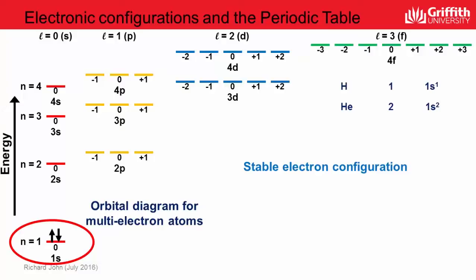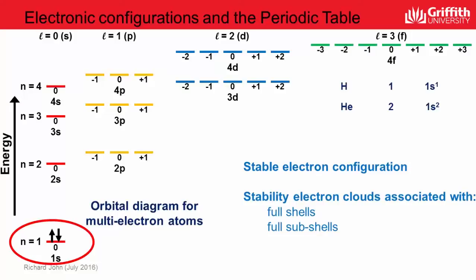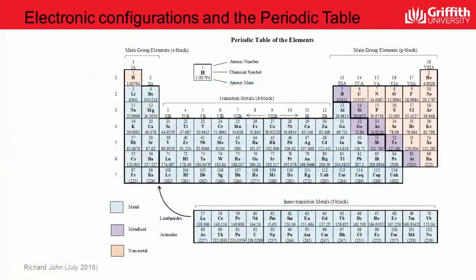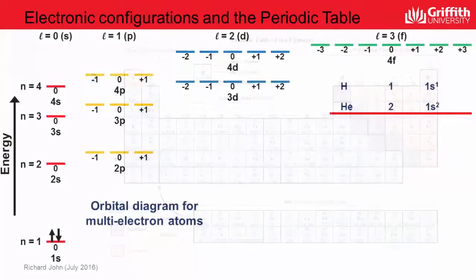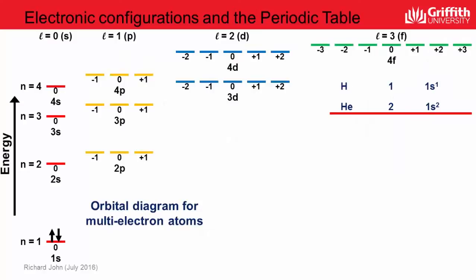And it turns out that this stability is associated with the fact that the 1s subshell, and indeed the n equals 1 shell, is full. It turns out that stable electron clouds are actually associated with full shells or full subshells. Now the second thing to notice about the filling of the n equals 1 shell is that only 2 electrons can fit in this single subshell, and they correspond to hydrogen and helium. So when we look at the periodic table, we note that in period 1 there are only 2 elements, hydrogen and helium.